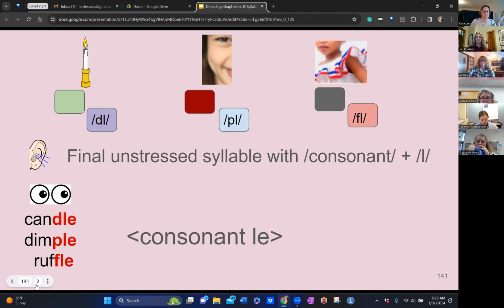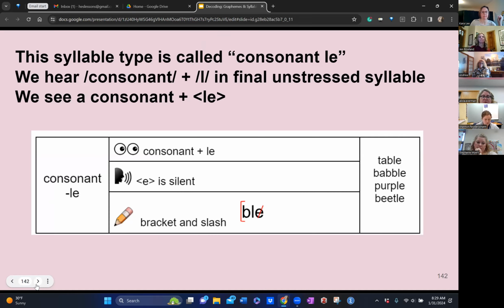Okay? We see a consonant. And that's really important to note because that is the final syllable. And then Kara's about to show you, but notice there's a closed syllable that's the first syllable. And you can see that you've got a vowel, then a consonant that will close the syllable. Can and dim and rough. So very important to note that it's a consonant LE syllable. Absolutely. It's not an LE syllable. It's a consonant LE. Okay.